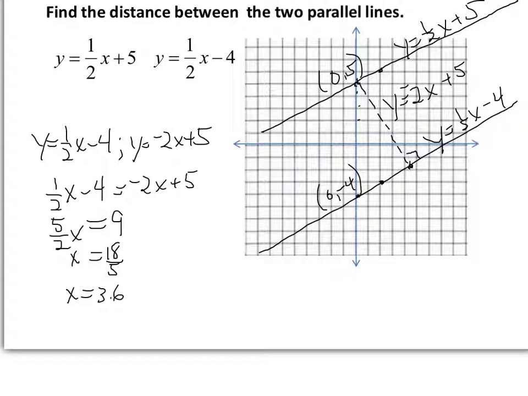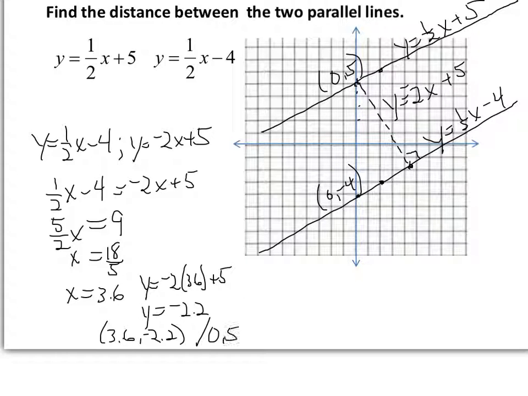If x is equal to 3.6, we can substitute that into one of our two equations and figure out what y is. So we'll go y equals negative 2 times 3.6 plus 5. So 3.6 times negative 2 is equal to negative 7.2 plus 5 gives us negative 2.2. So y is equal to negative 2.2. Our coordinate then is (3.6, negative 2.2), in combination with our other point, (0, 5), for our distance formula.